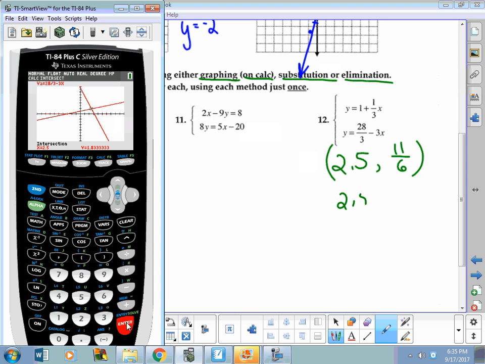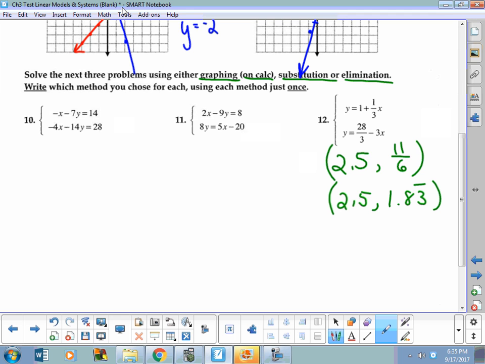Why not? But you can put 2.5 and what was it, 1.83 repeated. That's okay, too. All right, so we took care of that with the graph. Hopefully that wasn't too much of a problem. I've got two left. Which one of these should I use substitution for?